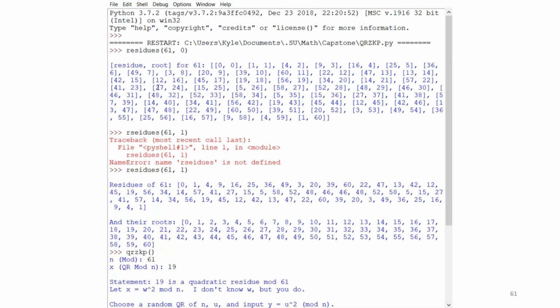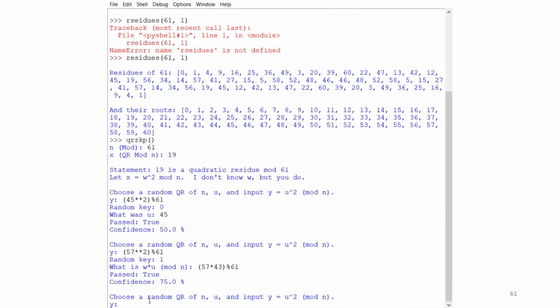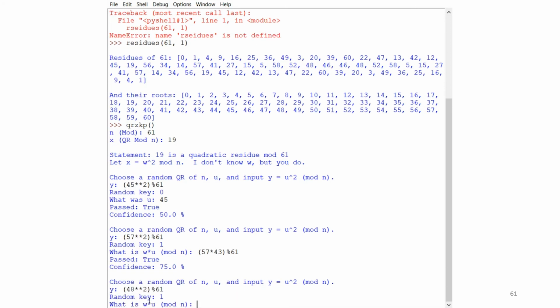And let's see if we can't get this a little bit higher. We choose another random, let's say 48, generated by 32. And we find that quadratic residue that 48 gives us, mod 61. And we got random key 1 this time.